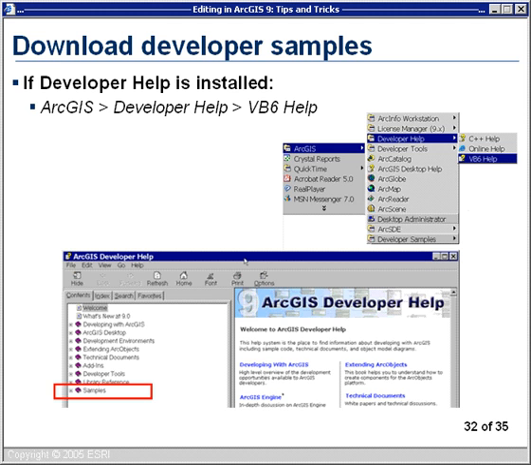Developer samples are another area I'd like to urge you to investigate. If you've installed a complete installation of your software, you will have also installed the ArcGIS developer samples. As part of the developer samples, if you look at your ArcGIS installation area, under Developer Help, VB6 Help, you'll get access to the ArcGIS Developer Help area. This Developer Help area has a host of information on how you can create new things, how you can do add-ins to the software. But more importantly, it has a samples area that I would like to urge you to investigate.